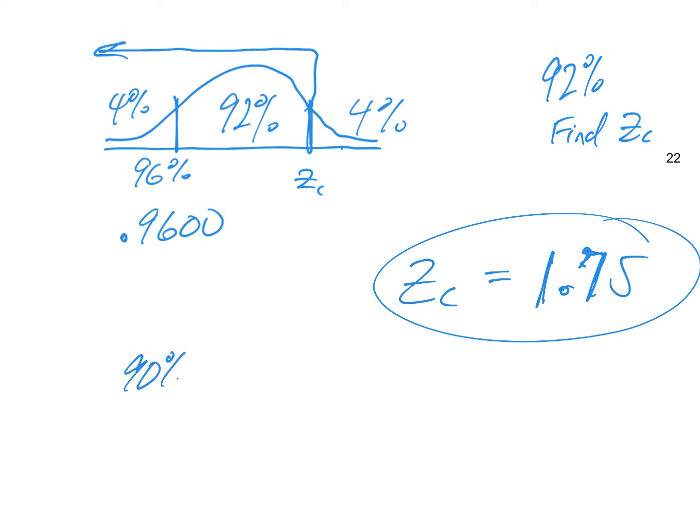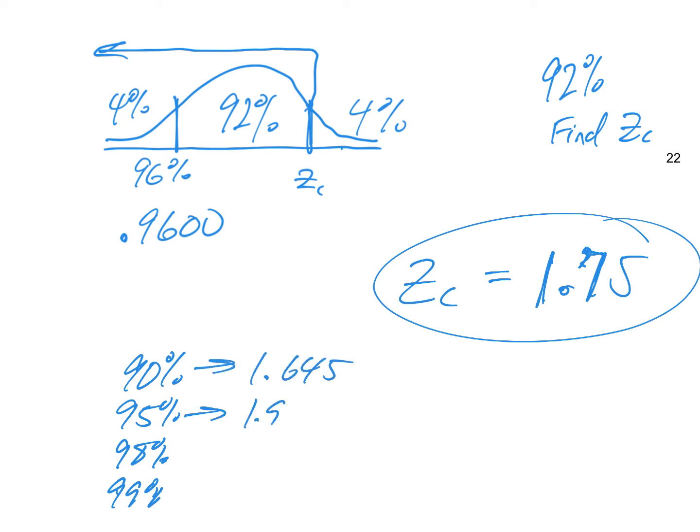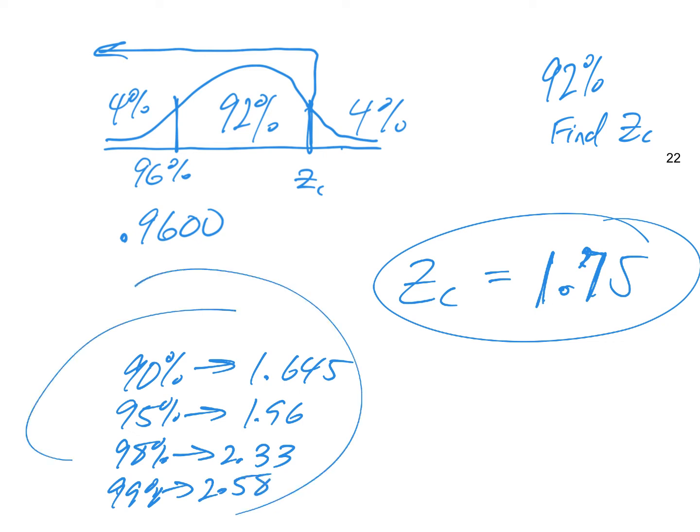You need to know 90%. You should know 95%, 98%, and 99%. This one is 1.645. This one is 1.96. This one is 2.33. And this guy is 2.58. These 4 are by far the most common.